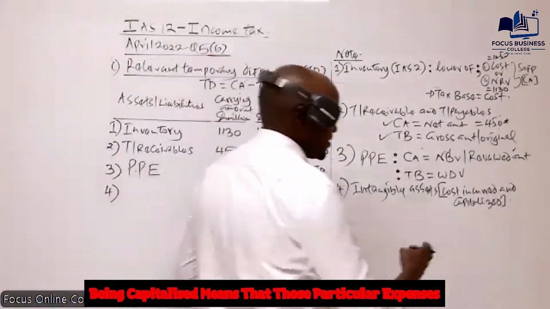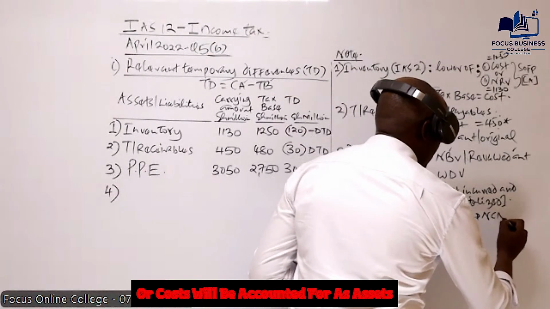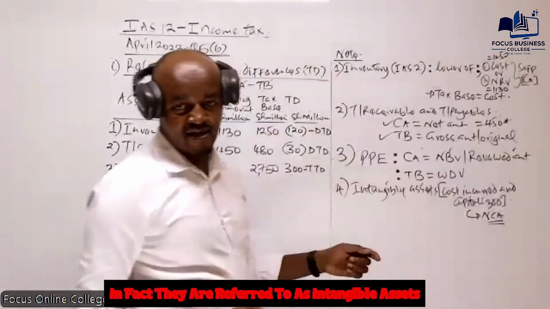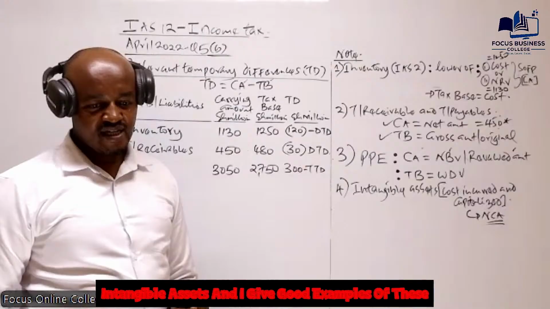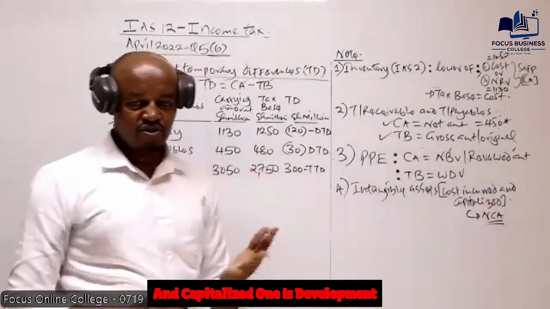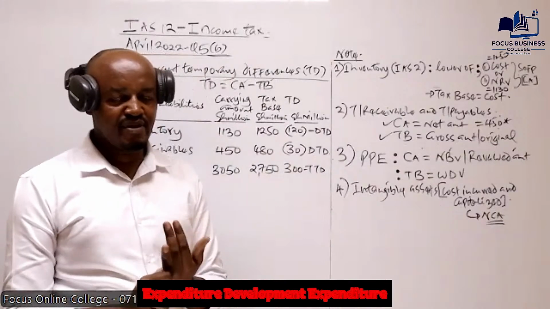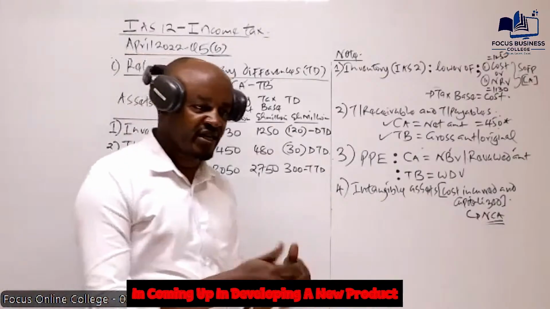Being capitalized means that those particular expenses or costs will be accounted for as assets. In fact, they are referred to as intangible assets. And I'll give good examples of these costs which are incurred and capitalized. One is development expenditure. Development expenditure is an expenditure incurred in developing a new product.